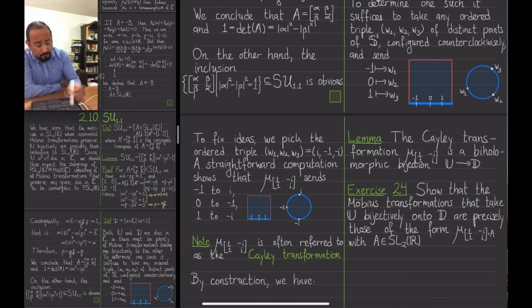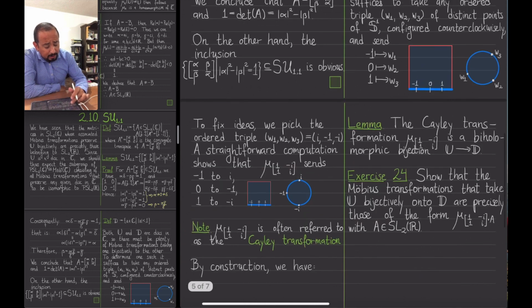By construction, it sends U bijectively and biholomorphically onto D. So it's a biholomorphism between U and D, and it's a biholomorphism given as a Möbius transformation. So it has all possible nice properties.